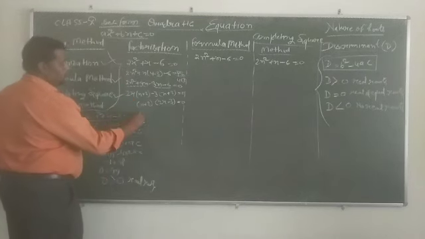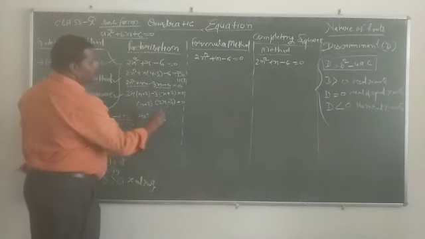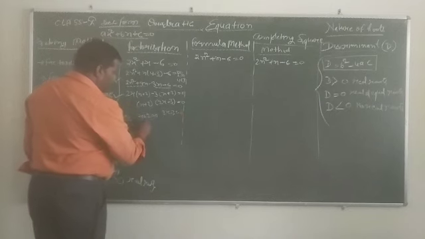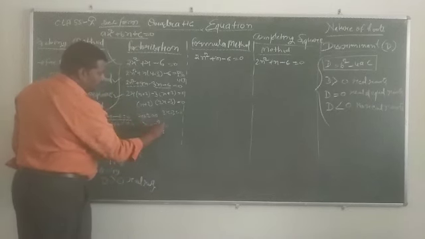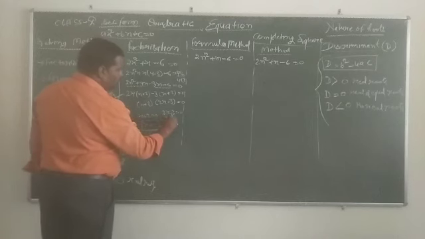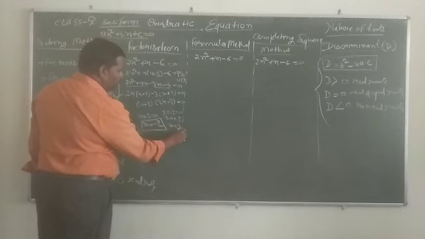Find the roots. How can we find the roots? x plus 2 equals 0 one time and 2x minus 3 equals 0 the second time. So x equals minus 2 and 2x equals 3, and then x equals 3 by 2.